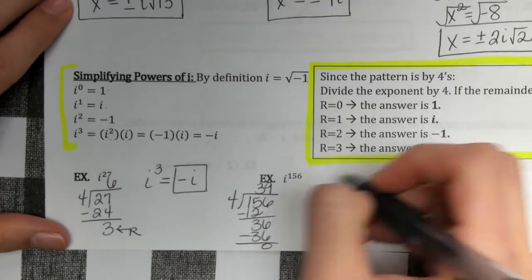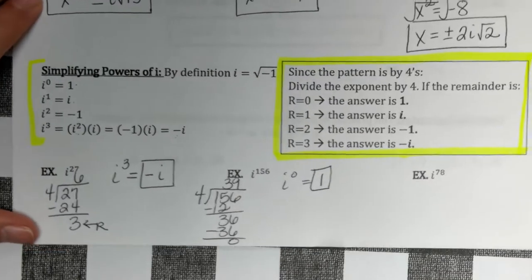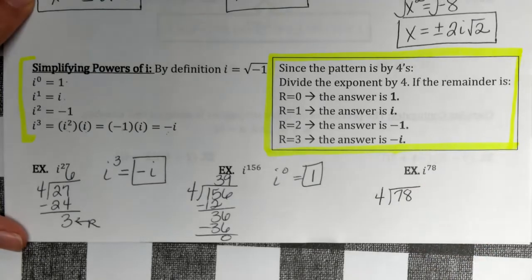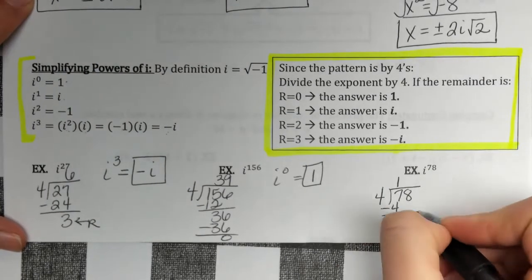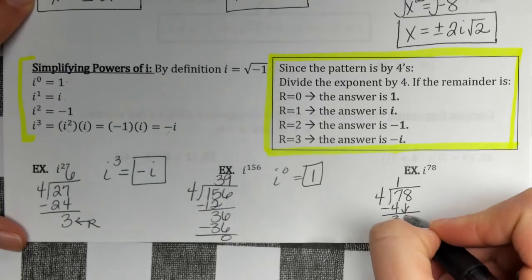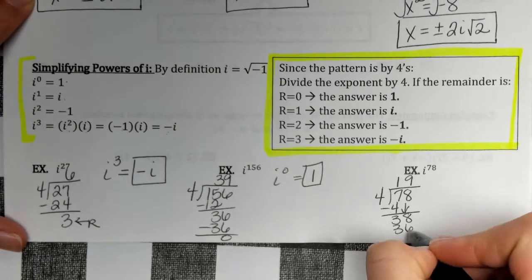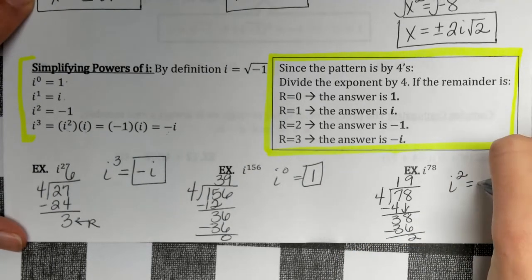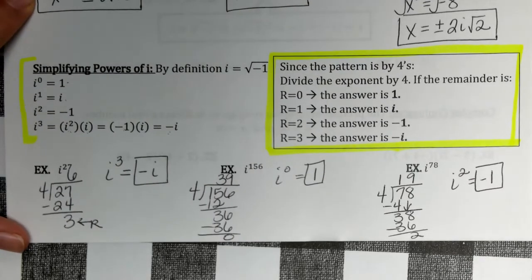So you have a remainder of 0. So i to the 0 is? Okay. So then 78, we divide by 4. 4 can go into 7. So I have a remainder of 2. So i squared is? Y'all good with that?